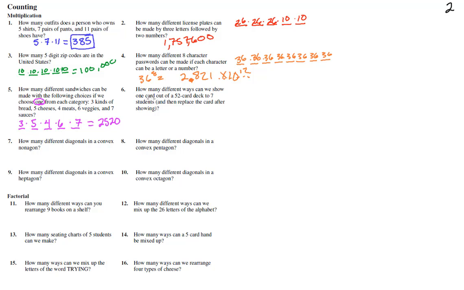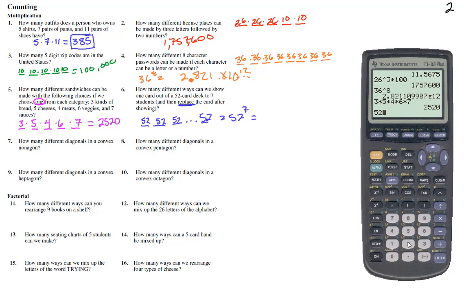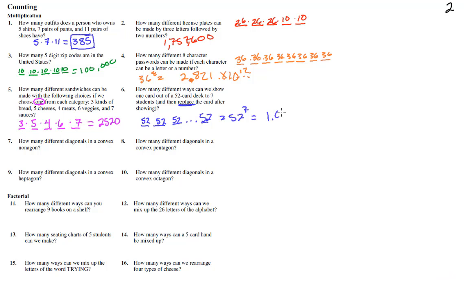How many different ways can we show one card out of a 52 card deck to 7 students and then replace the card after showing? So that means the first student gets a possibility of 52 cards. The second student, because we replaced the card back in there, there are still 52 options. And then 52 for all 7 of them. That's 52 to the 7th power. Ooh, is this going to be big again? Not as big as it used to be, but that's still 1.02 trillion, 1.02 times 10 to the 12th. Still very large indeed.